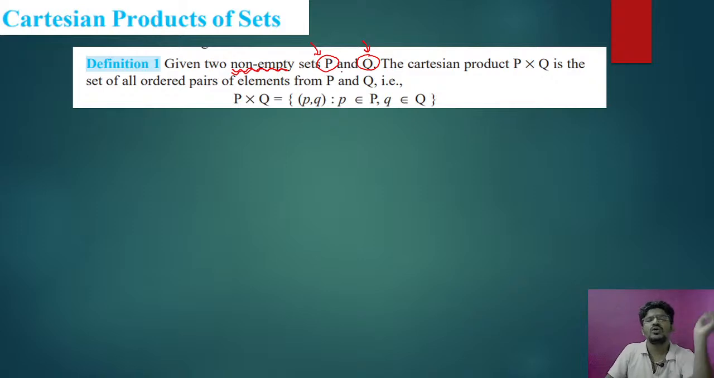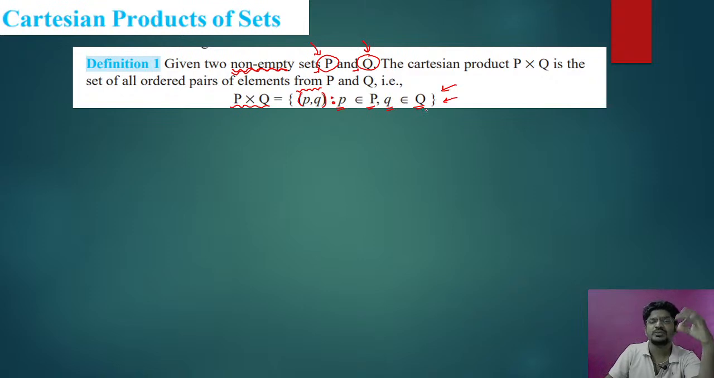So with these two non-empty sets they are defining the cross product P cross Q. How are you going to define P cross Q? The collection of p comma q, such that p belongs to capital P and q belongs to capital Q. This is called your Cartesian product. Then how can you do this actually? That is very important. You can read this definition 10 times, you can memorize this definition and write it, no problem.